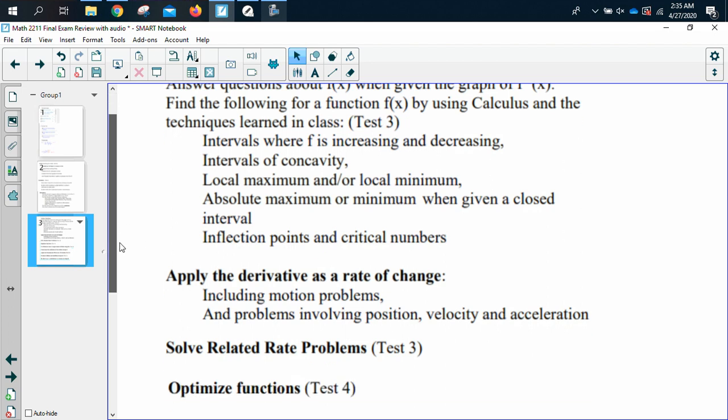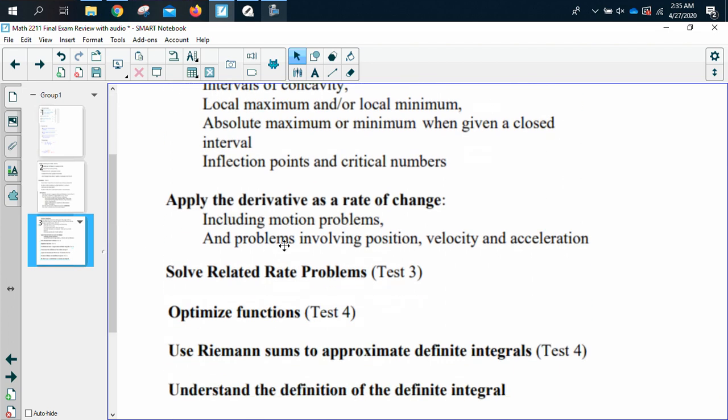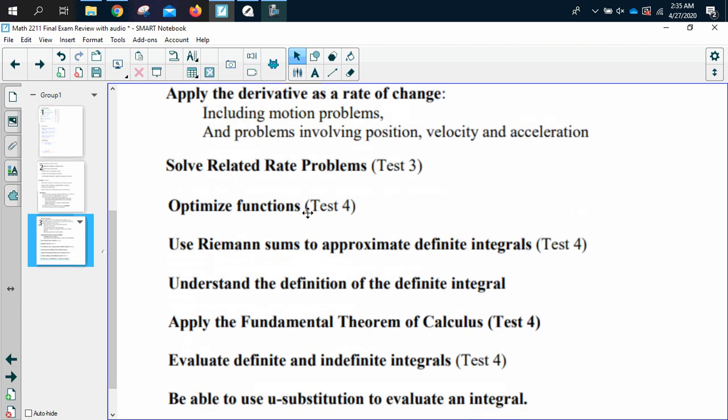Apply the derivative as a rate of change, including motion problems and problems involving position, velocity, and acceleration. Solve related rate problems, that was test 3. Optimize functions, that's optimization, that was on test 4.